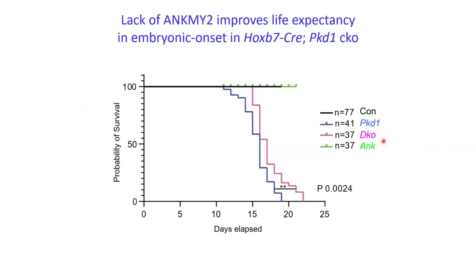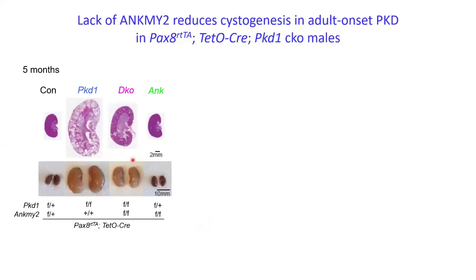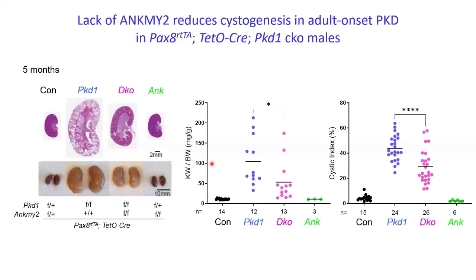And next, we checked the survival curve. The PKD1 mutant started dying at P10, and the double knockout from P15, and survival was significantly improved. Next, we checked the adult onset, HE staining, kidney body weight ratio, and cystic index. All of them showing the double mutant significantly reduced the cystogenesis.